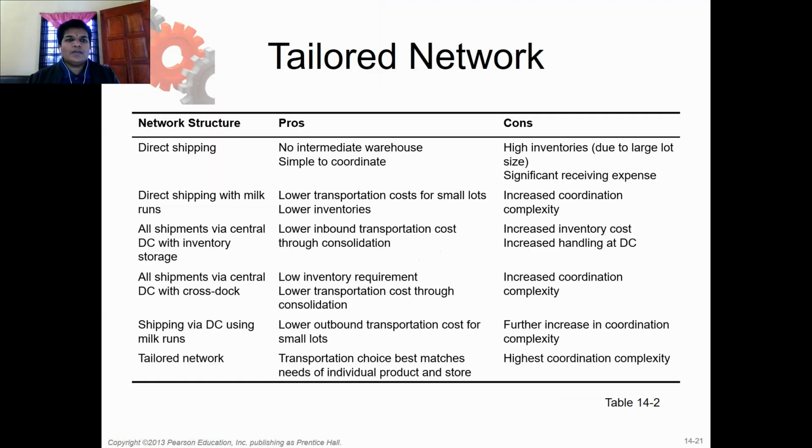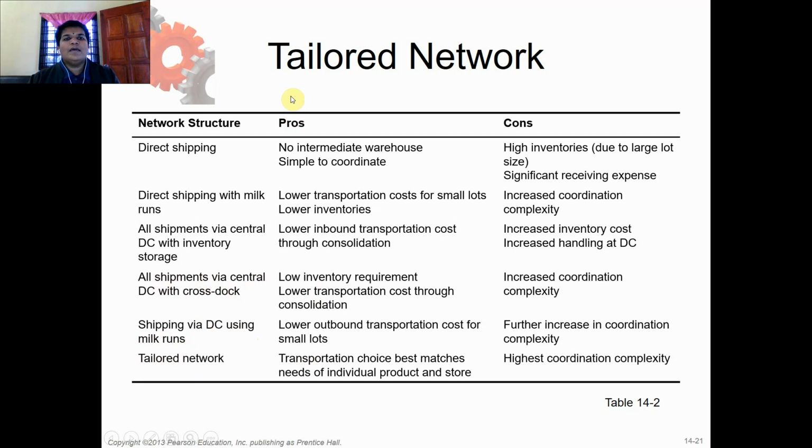Tailored network. This is the network structure: direct shipping with milk run, all shipment via central DC with inventory storage, all shipment via central DC with cross dock, no inventory storage here, shipping via DC using milk run, and tailored network.